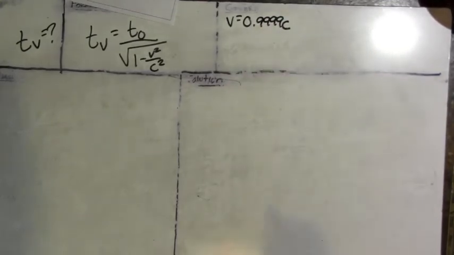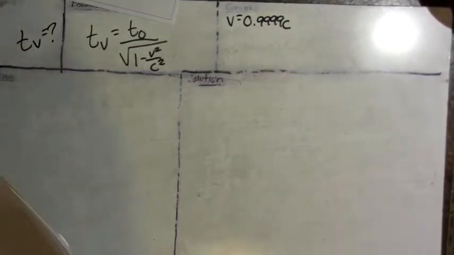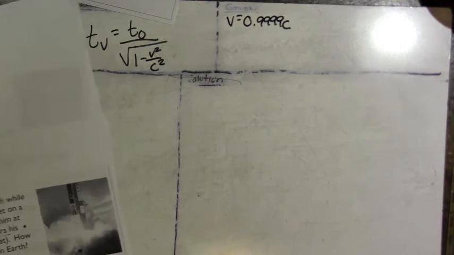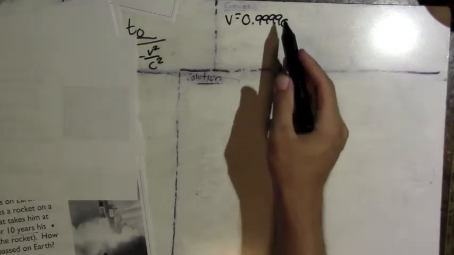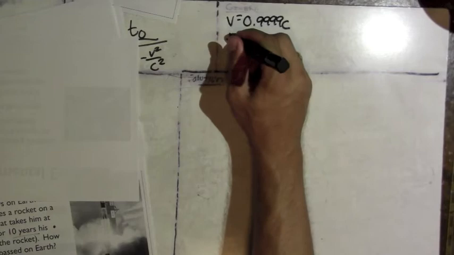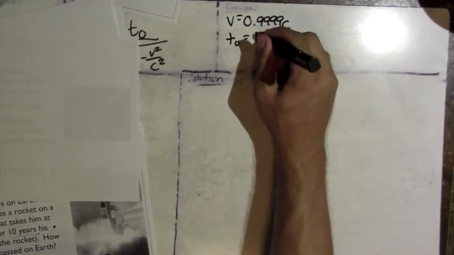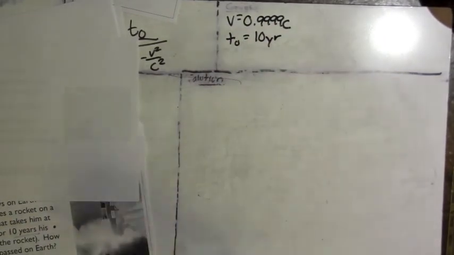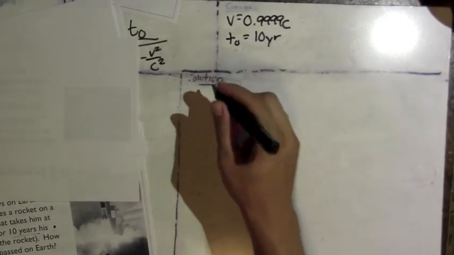Now we do know that the velocity is 0.9999 c. As you start to get closer to the speed of light, they tend to express these things in terms of c instead of writing out 2.9999999 times 10 to the 8th, because it's better just to compare it to the c value. We do know that the original time that was on the rocket was 10 years. So now, this is the basis of a lot of science fiction.